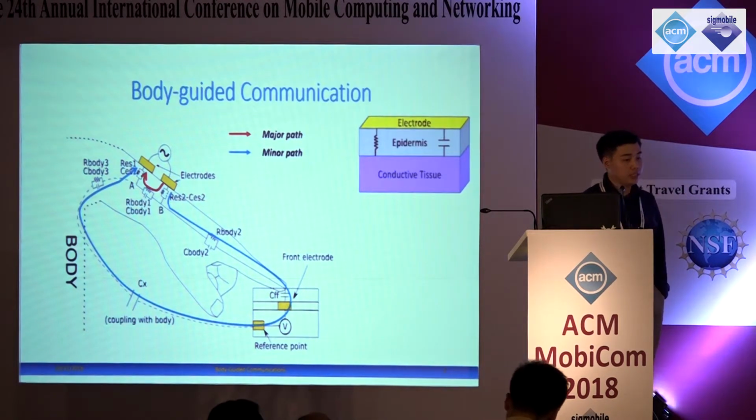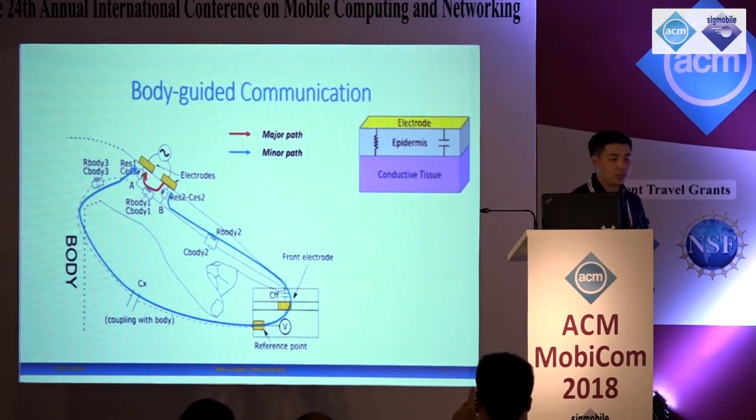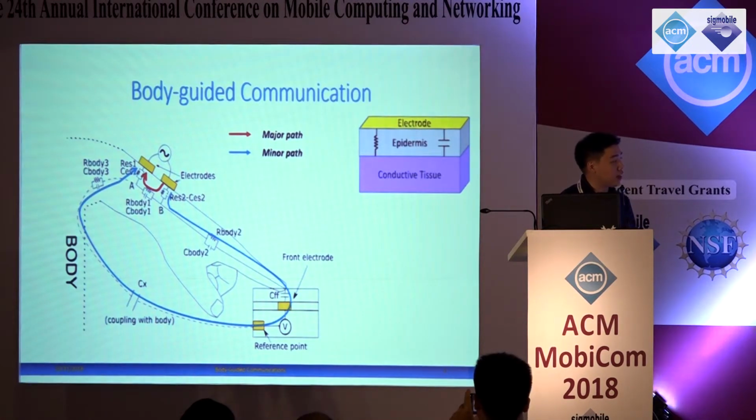And this minor path can be modeled by a tissue impedance between point B and the fingertip and the two capacitors CFF and CX. CFF is the capacitance between the fingertip and the front electrode, and CX is the capacitance between the reference point and the body. And CX will be connected through the last impedance to point A, effectively closing this minor path.